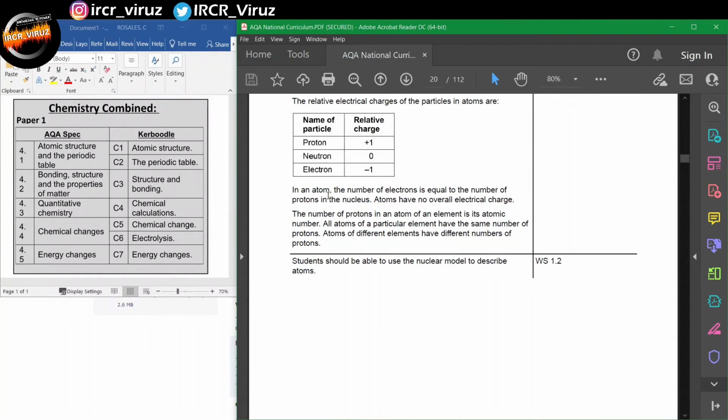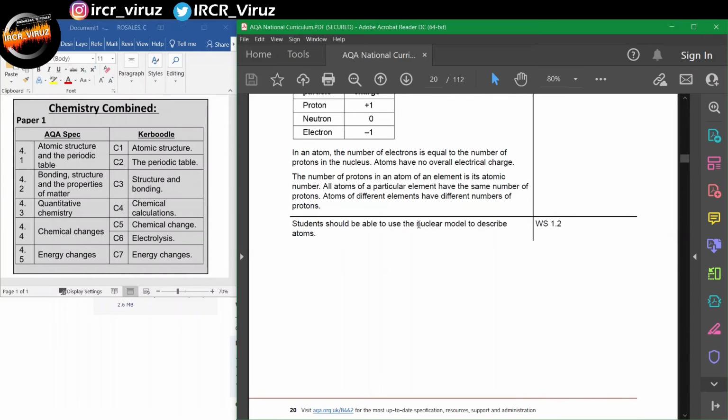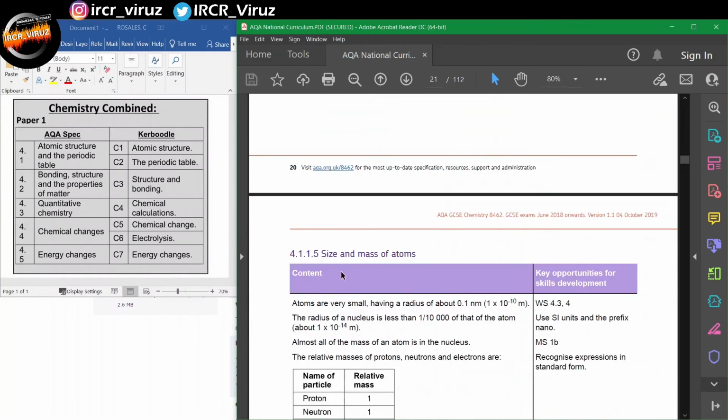Okay, let's see what it says here. Atoms: number of electrons equals the number of protons. All right, so that's also important. The number of protons is always going to be the same as the number of electrons in an atom. They cancel each other out, and that's why an atom doesn't have a charge. Okay, it hasn't become an ion yet. Now, different elements have a different number of protons, and you should be able to describe the nuclear model, okay?